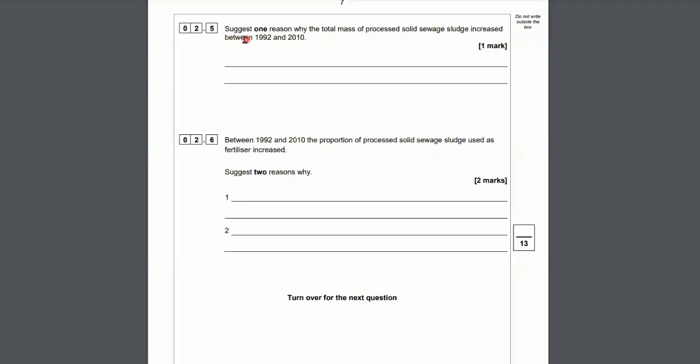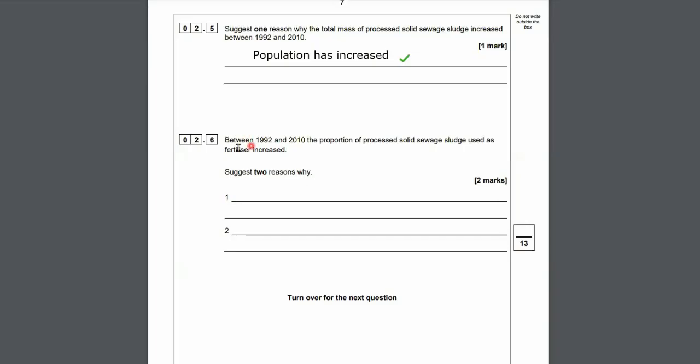So 2.5: suggest one reason why the total mass of processed solid sewage sludge increased between 1992 and 2010. Well, obviously, the human population is increasing all the time. So there is a hell of a lot more people doing solid poos. Basically, human population has increased.